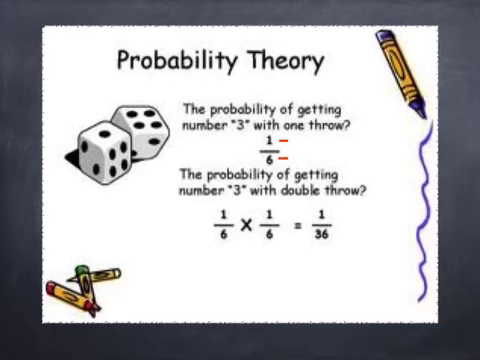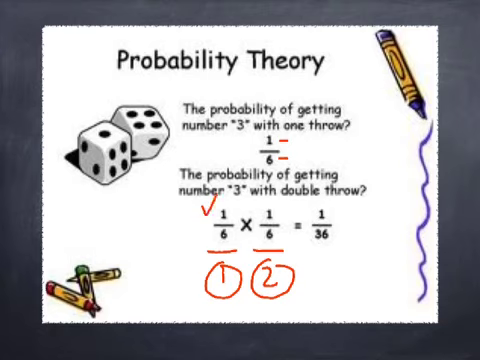Well, the probability of getting a 3 with a double throw, this is throw number 1, and this is throw number 2. So the probability on the first throw is 1/6. Then the probability on the second throw is still 1/6. If we multiply those two together, then we get 1 in 36. So the probability of getting a 3 with a double throw is 1/36. If you wanted to create a tree diagram to verify that this is correct, do so now.